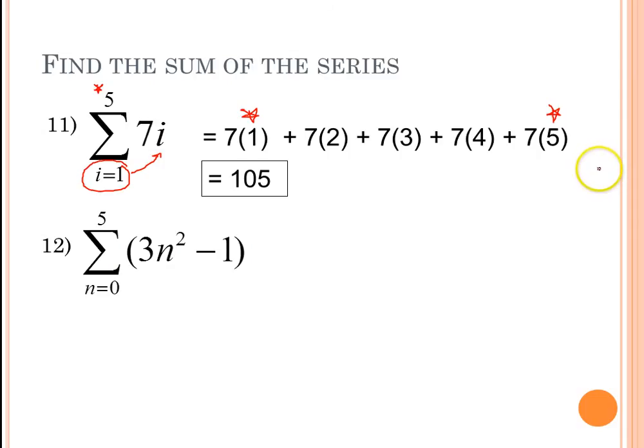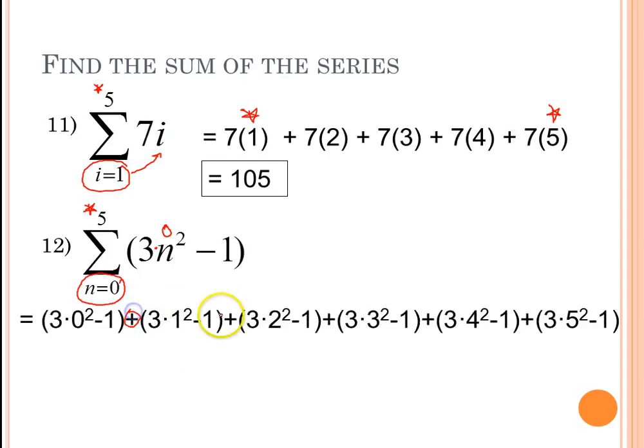Now, the next one's not hard, it just takes a little bit of time. First thing I want you to recognize is our lower limit is not 1. Our lower limit is 0. So make sure you always look at your lower limit. It does not have to be 1. So first thing we do is we'd plug in a 0. So 3 times 0 squared minus 1. Then we'd plug in a 1. 3 times 1 squared minus 1. And then where would we stop? We'd stop at 5. What do we do in between each of those? We have to make sure and add everything in between.